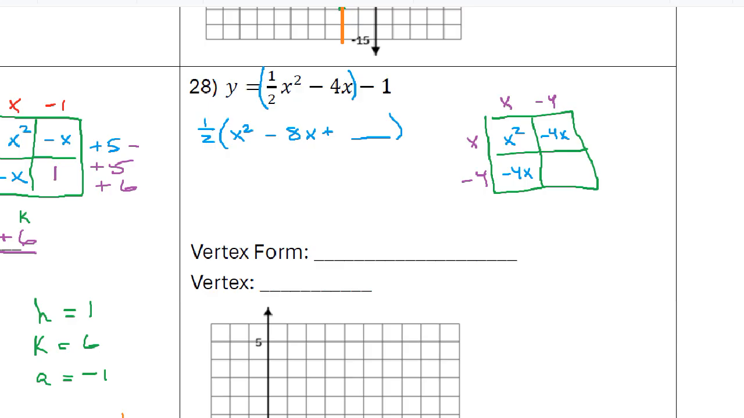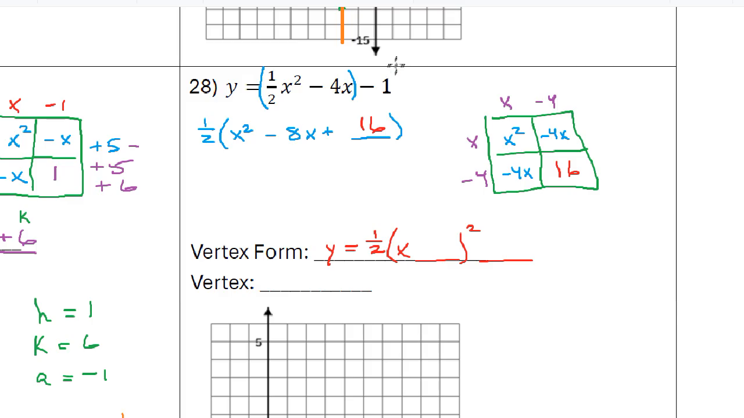So class, if I was doing this problem, the moment I factored out the 1/2, I would have put that right here so I don't forget. Then I will leave a blank for the H effect and a blank for the K effect. So now we got our 1/2 there. Now the question is, what number do we have to add to make this a perfect square? The answer is easy. It is negative 4 times negative 4, which is 16.